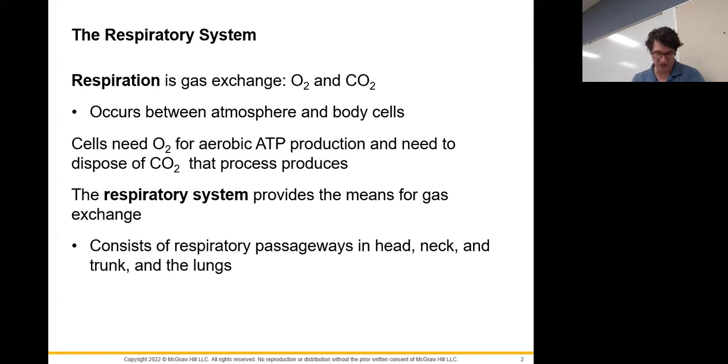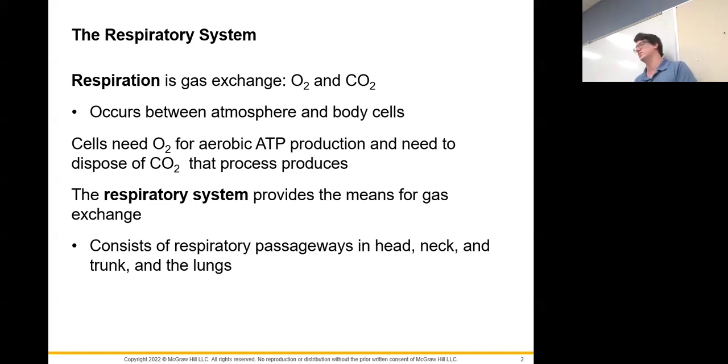Now, this is called the respiratory system because respiration is gas exchange, okay? That's what we're looking for, is this exchange of gases, particularly between the lungs and the environment, but also really between the blood and the lungs, okay? So, an exchange of gases essentially between the atmosphere and our body's cells. First off, we need oxygen. Why? So that we can do the electron transport chain. That's the main reason that we need oxygen.